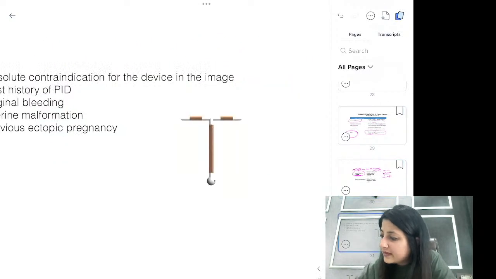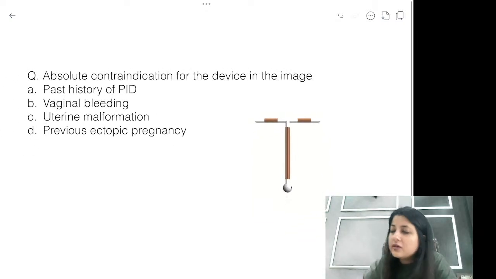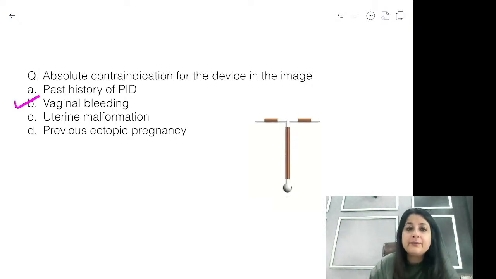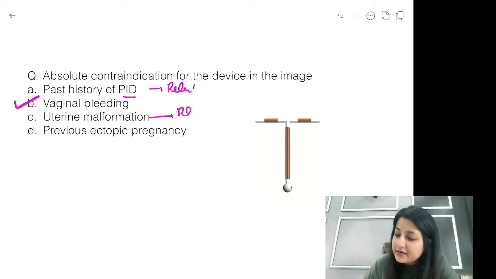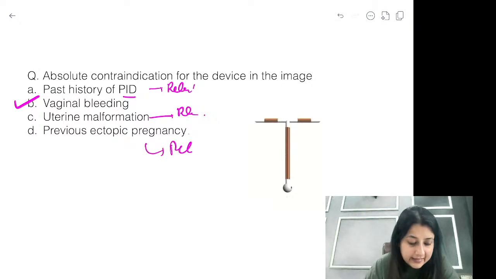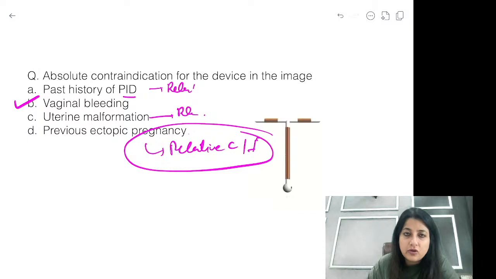Okay, going to the next question on IUDs. Absolute contraindication for the device in the image. Anybody? Any doubts, just keep it towards the end, guys. Very good, vaginal bleeding. Past history of PID is relative. Uterine malformation is relative. Previous ectopic pregnancy is now a relative contraindication, not absolute.